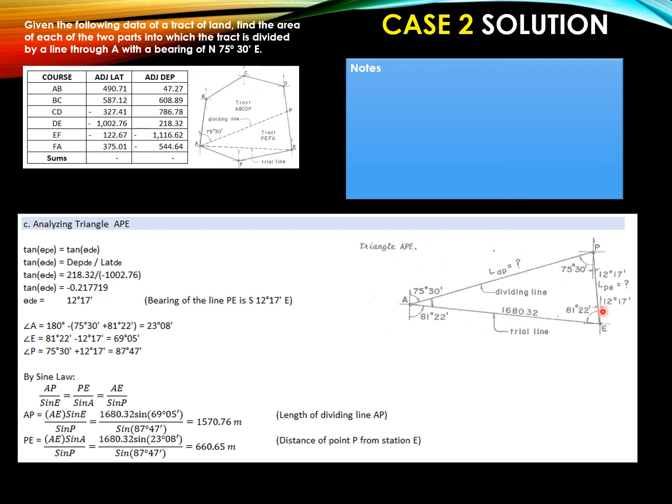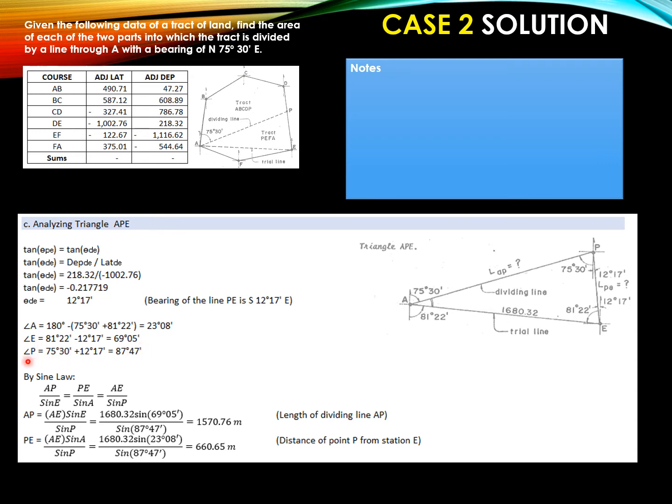So this is where we can see the bearing, because bearing is with respect to north or south. So that is our bearing. Since this is 81 degrees 22 minutes, line E, starting here at north going to this angle, is 81 degrees 22 minutes. I just need to subtract 12 degrees 17 minutes to get angle E. Okay?